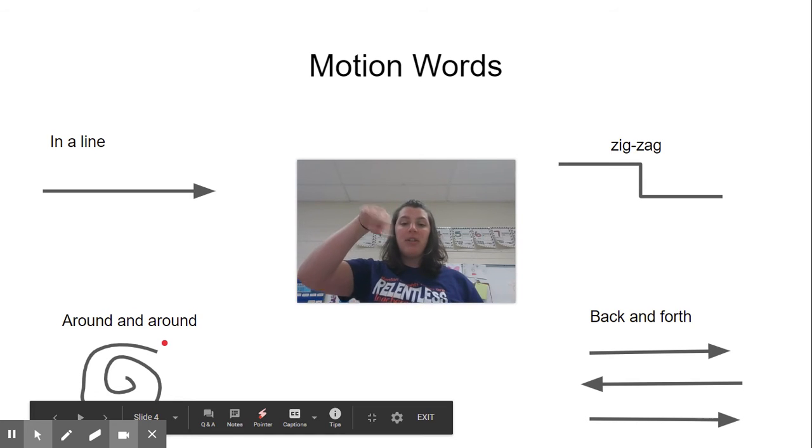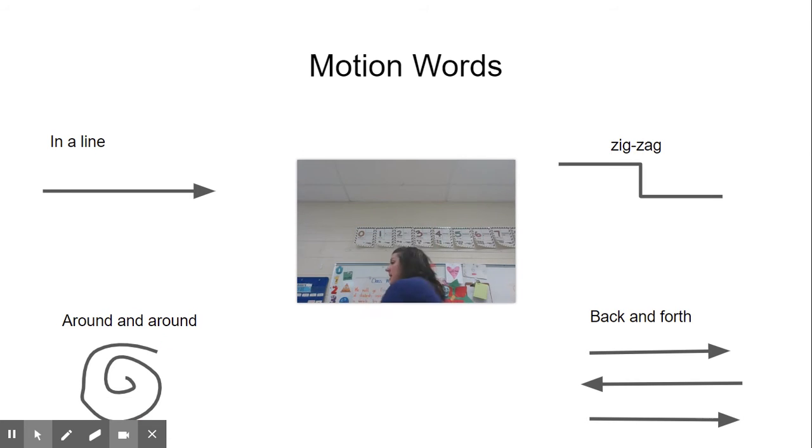Around and around. Remember, our top was spinning. Can you stand up and spin around and around? Okay, now stop. Go the other way. That's right, you're moving around and around.